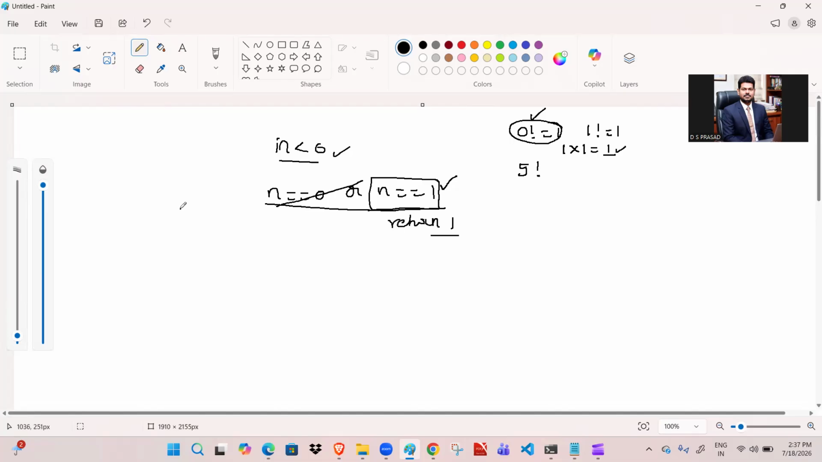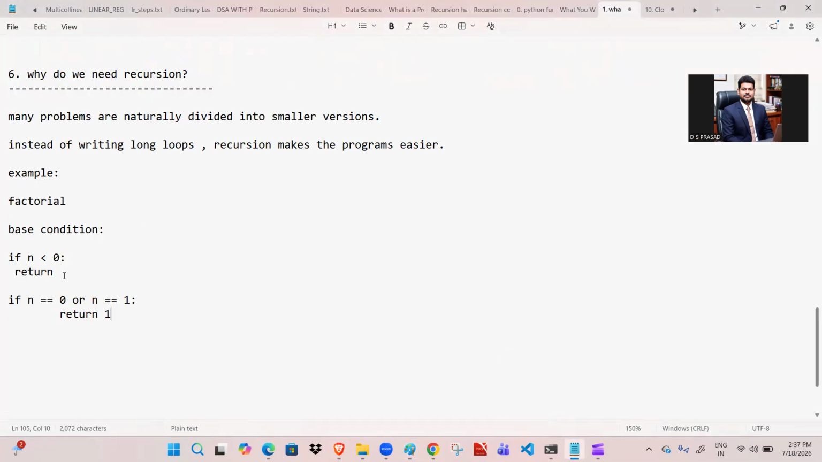5 factorial means 5 multiplied by 4 multiplied by 3 multiplied by 2 multiplied by 1 only. When 1 is reached, just return 1 in its place. So here 5, 4 and 3 times and so on will give 120 as the output. So n equal to 0 is not required, but here we are still taking it for explanation purposes only.